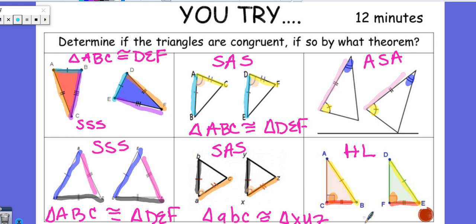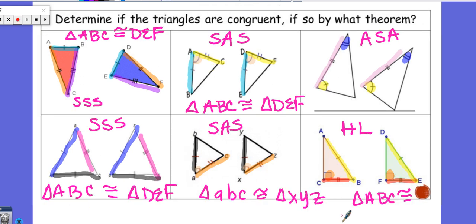So here I am going to go ahead and say that triangle ABC is congruent to triangle DEF, and it's by hypotenuse leg. Alrighty.